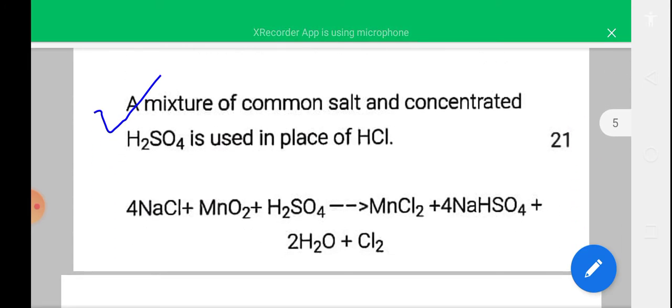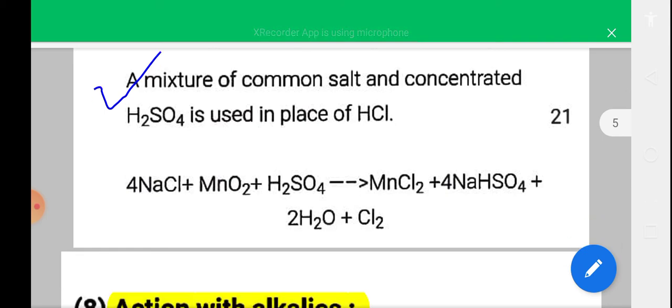A mixture of common salt like NaCl and concentrated sulfuric acid is used in place of HCl. When NaCl is heated with MnO2 in the presence of concentrated sulfuric acid, you will get chlorine gas. The reaction is 4NaCl + MnO2 + 4H2SO4 gives MnCl2 + 4NaHSO4 + 2H2O + Cl2. So these are the two main preparations of chlorine gas.